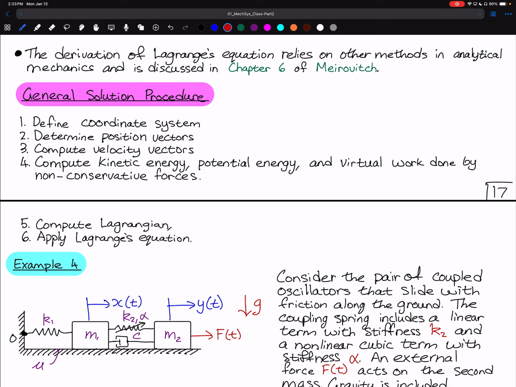Before we start this example 4, are there any questions on what we're looking at? All right, let's take a 2-minute break, and then we'll start example 4.